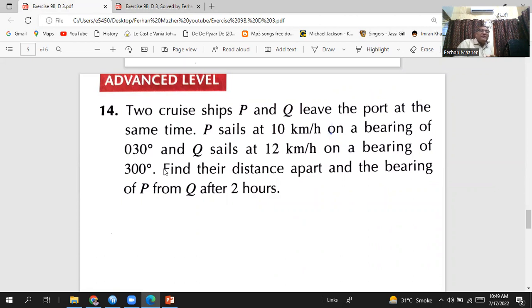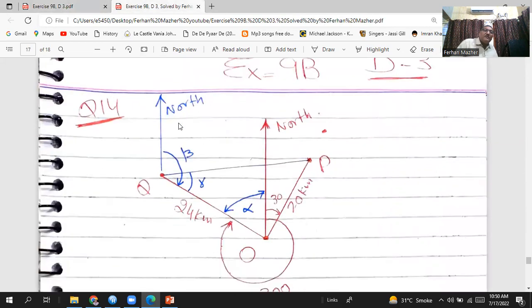So first of all, the P is going on the bearing of 30 and the Q is going on the bearing of 300. The speed of the P is 10 km per hour, and it has sailed for 2 hours. So the distance covered by the P will be speed multiplied by time, so it will be 10 into 2, and that will be 20 km. And the Q, its speed is 12 km per hour, and it has sailed for 2 hours. So the distance covered by it will be 12 multiplied by 2, that will be 24 km, and it is going on a bearing of 300.